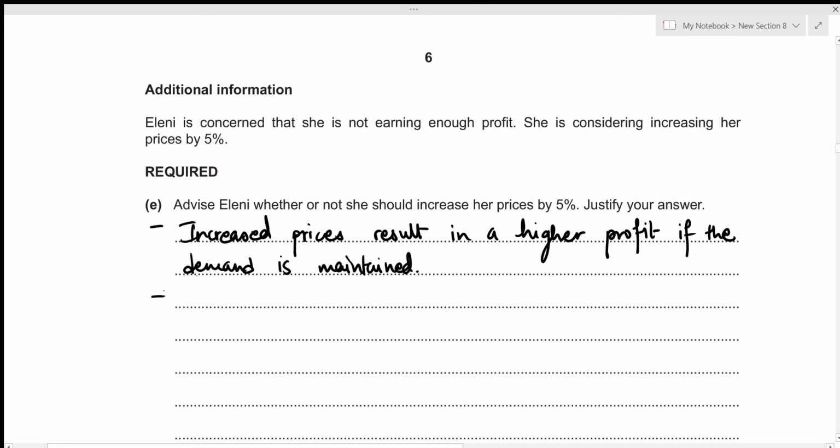Next, increased prices may lead to a possible loss of customers because they might think that the prices are higher and they might want to buy the products from a competitor who might give those products at a cheaper rate. So increased prices may lead to a possible loss of customers.